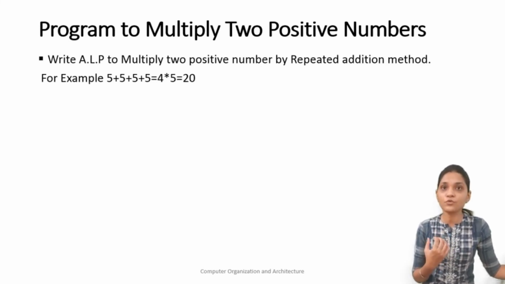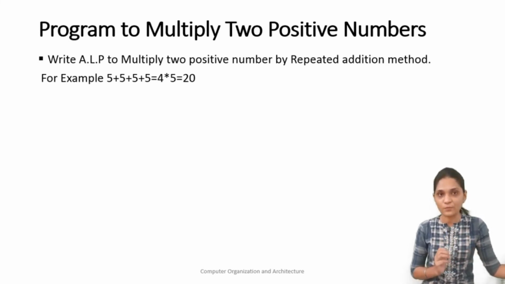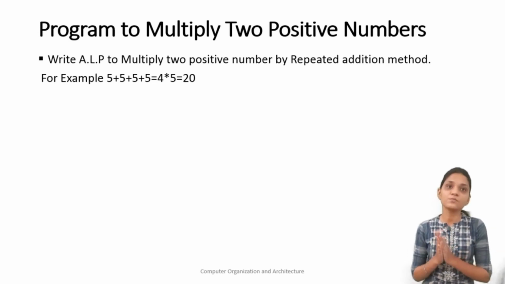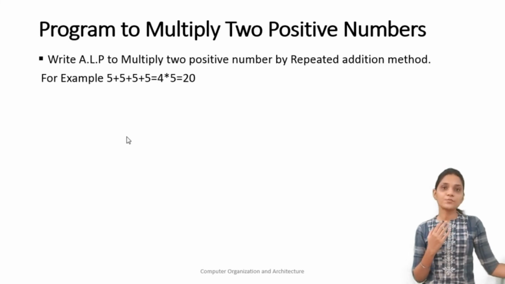For example, if you want to do 5 multiplied by 4, that means you are adding 5 four times, that is 5 plus 5 plus 5 plus 5, four times, which equals 4 multiplied by 5. Okay, by this method also you can do this multiplication program. So let me see how we can do this program.